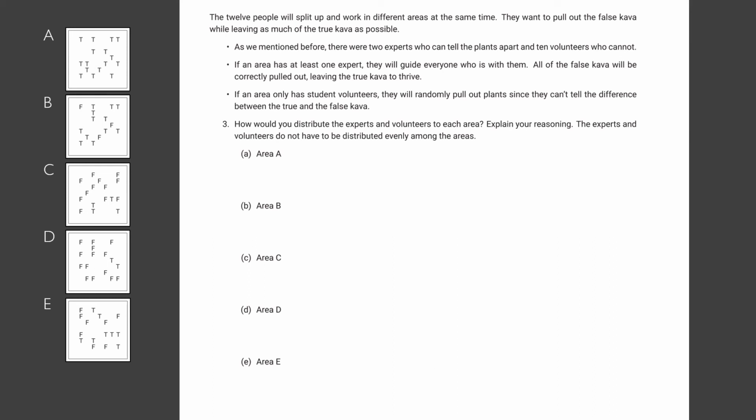Okie dokie, welcome back. So this is a pretty open-ended question. It's okay to have different answers, but what is most important is the underlying justification. For example, there are no false kava in area A, so maybe we don't need to send anyone there. For the areas with a lot of true kava, perhaps we need experts there to protect them. Or maybe you want to send the experts to where there are just a few true kava because you don't want the volunteers to get carried away in those areas.